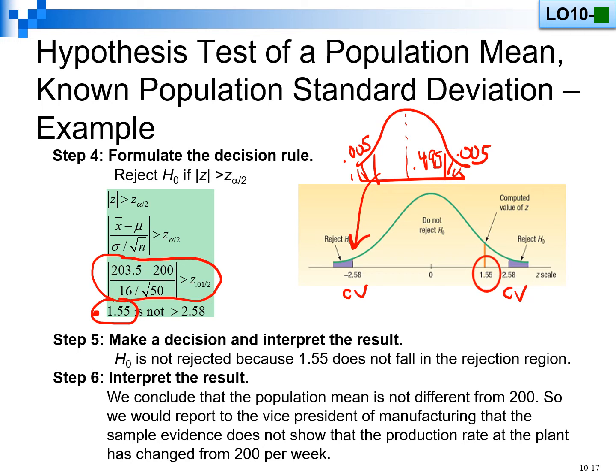So then your next step is simply to compare this test stat, this 1.55, to see if it falls in a rejection area. And as you can see, it does not fall in a shaded area. So because it does not, your conclusion is going to be do not reject the null.